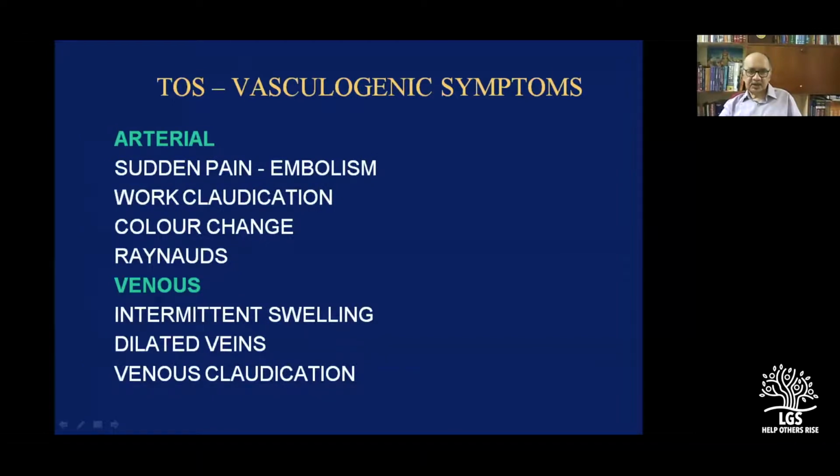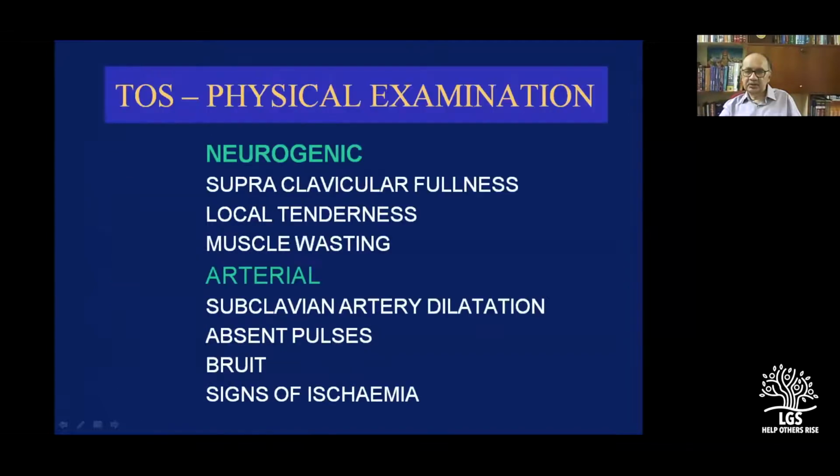Vascular symptoms are embolic, as I told you: claudication, color change, and Raynaud's. Raynaud's can occur in both arterial as well as venous forms. Raynaud's is due to vascular sympathetic irritation, producing color change in the skin. It can be painful or it can lead on to Raynaud's syndromes. Intermittent swellings, dilated veins, and venous claudication. On physical examination, as I told you, absent pulses, bruit, artery dilatation, supraclavicular fullness, etc.